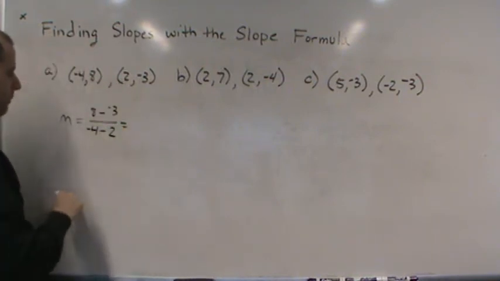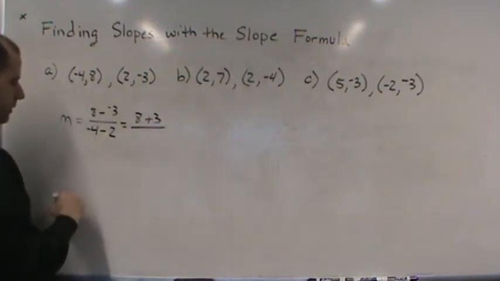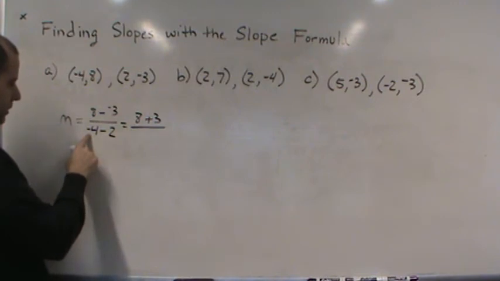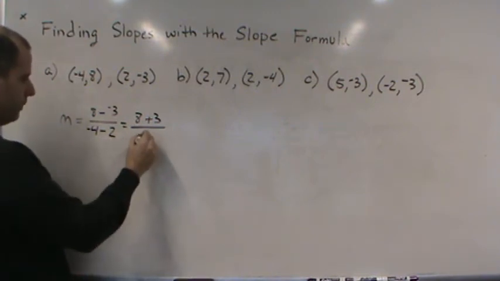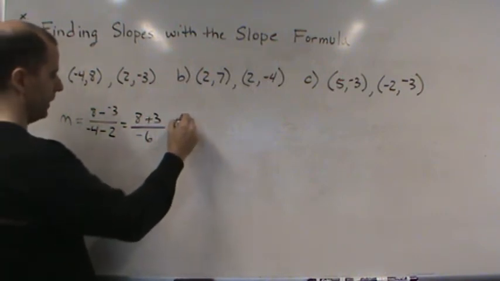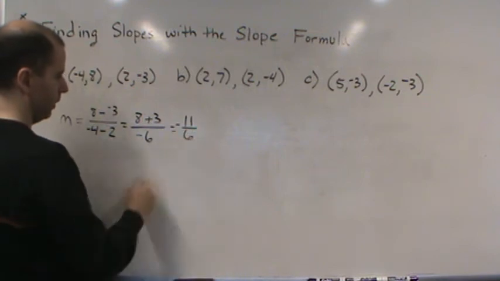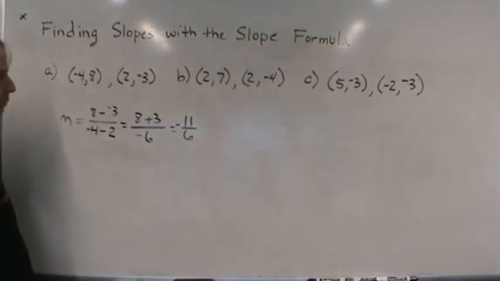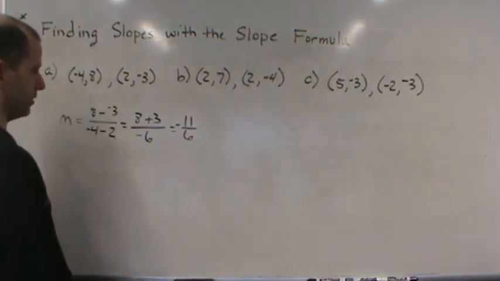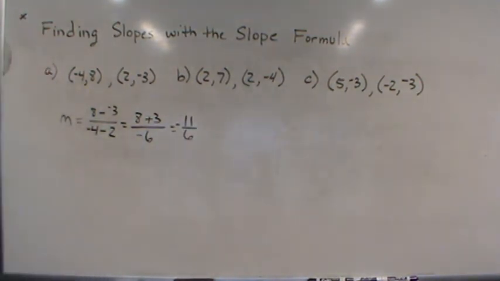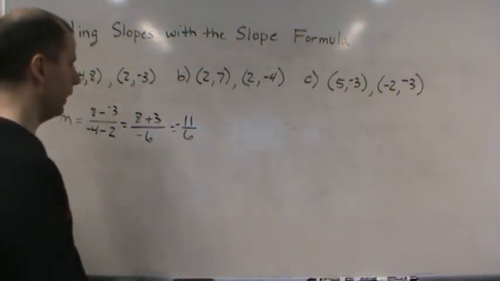And so now I'm going to simplify. This becomes 8 plus 3, and negative 4 minus 2 means I take away 2 more, so that's going to give me negative 6. So I get 11 over negative 6, so I get negative 11/6 as the slope. And then I'm done, that's the answer.